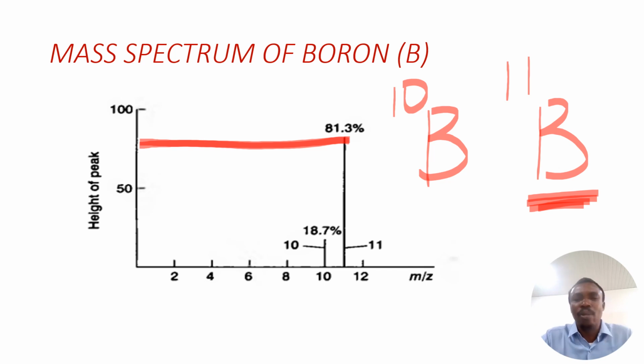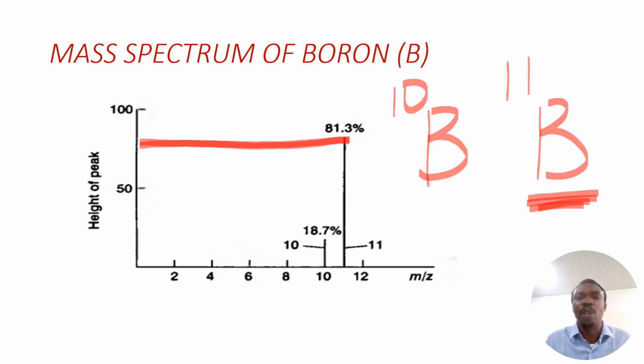So it can come in various forms. It depends on the mass spectrometer and how this mass spectrometer is calibrated. All you need to do is to interpret the mass spectrum effectively and get the right figures so that you can easily calculate the relative atomic mass of the particular element.